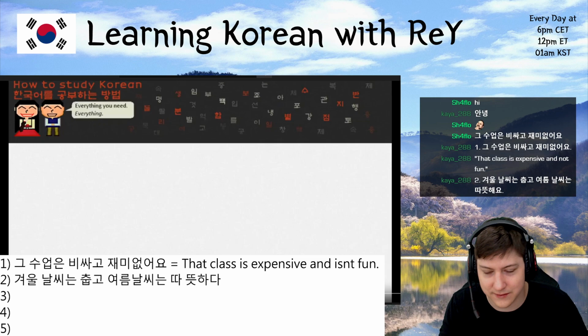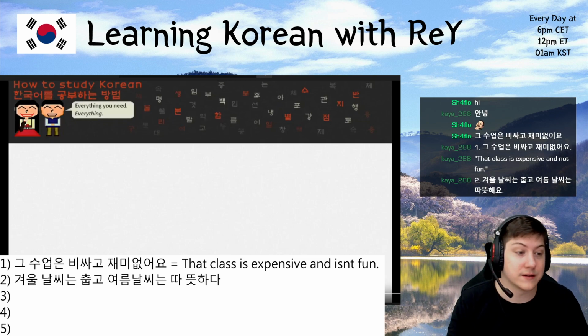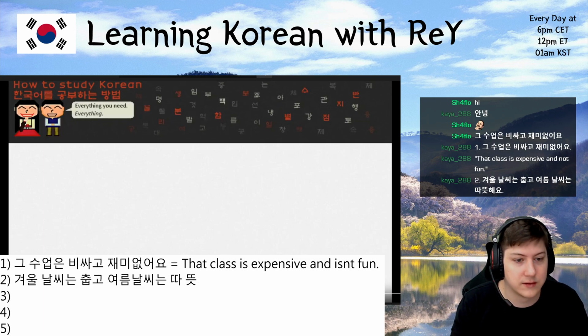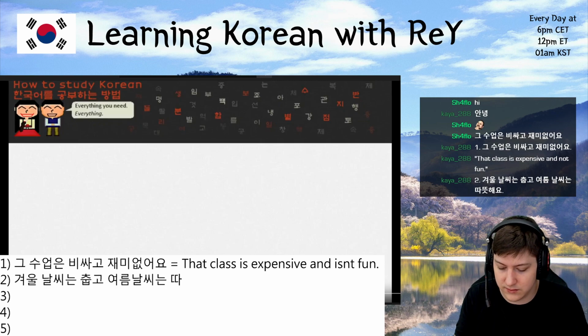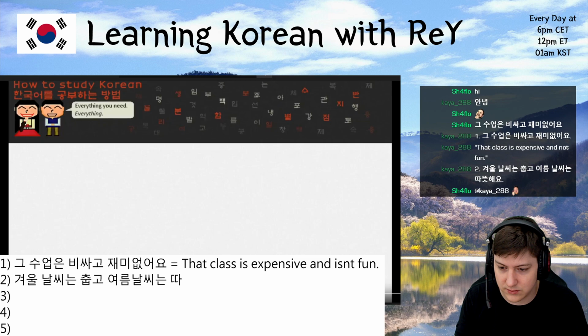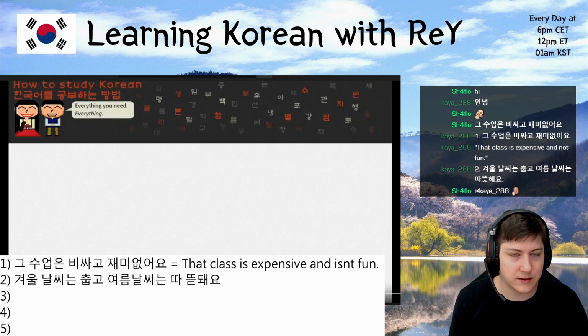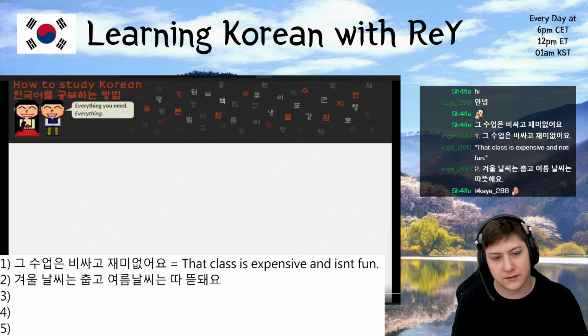I have not listened to this last part. 겨울 날씨는 춥고 여름 날씨는 따뜻해요. 따뜻해요. Okay. Like this, right? 따뜻해요. I'm not sure about the last syllable.